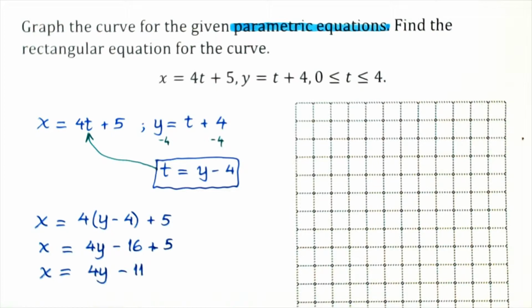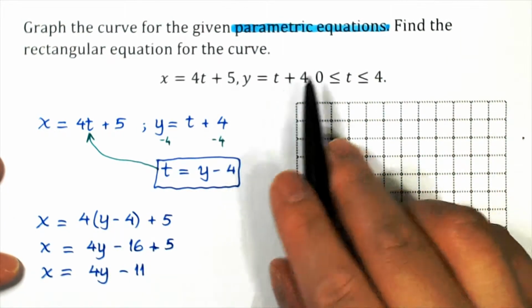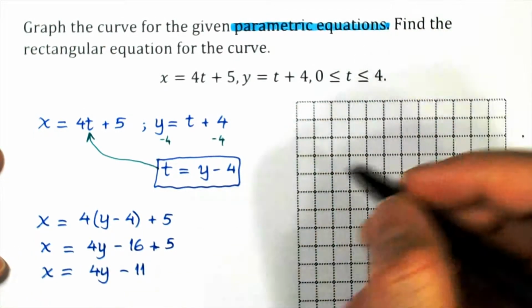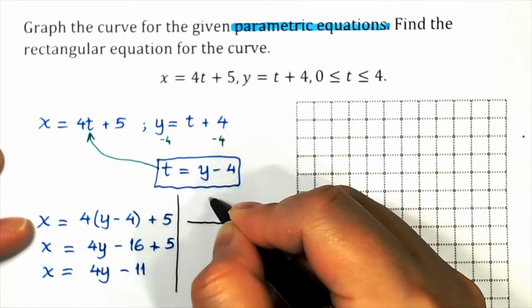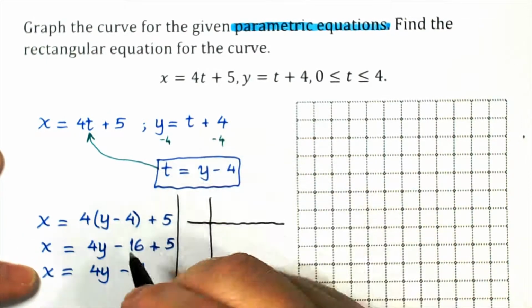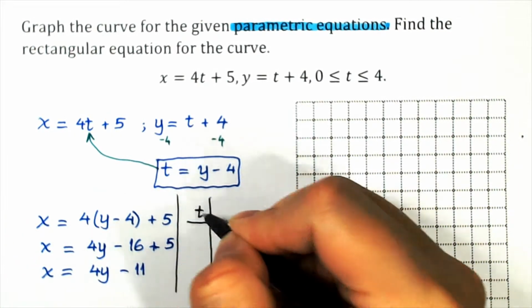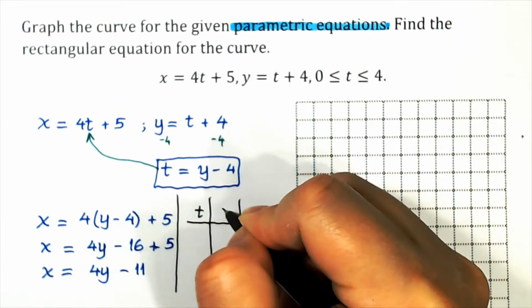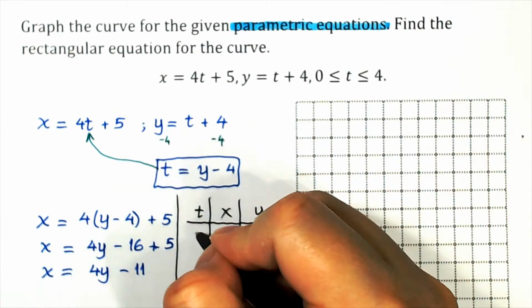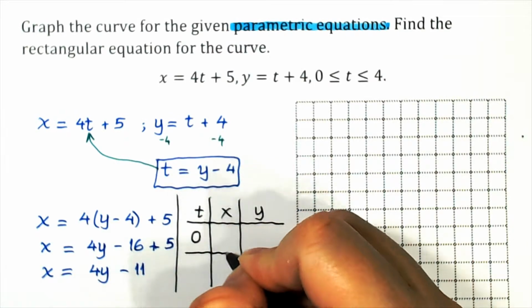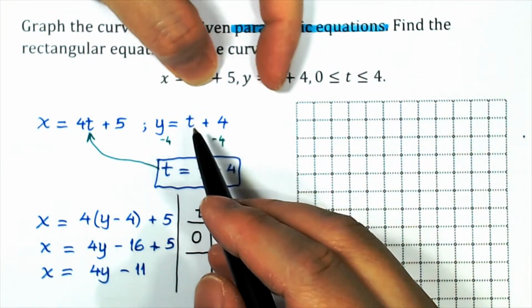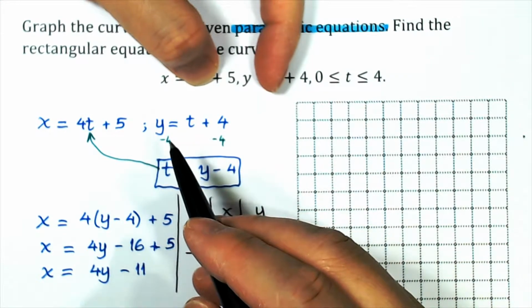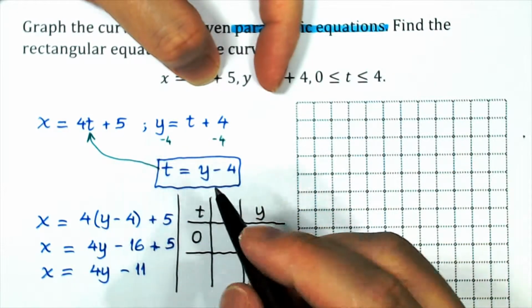Now when we graph it, I do it a little bit differently. We just choose values for t, and then we find x and y. We know that this is the equation of a line, so all we need is 2 points. When t is equal to 0, put in 0 for t. So x is equal to 5 and y is equal to 4.